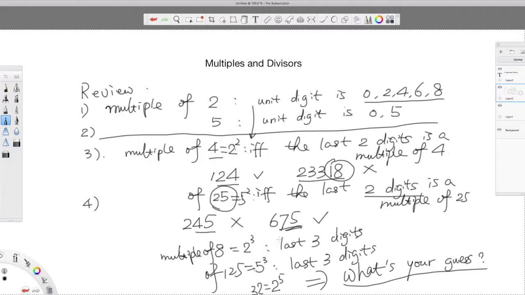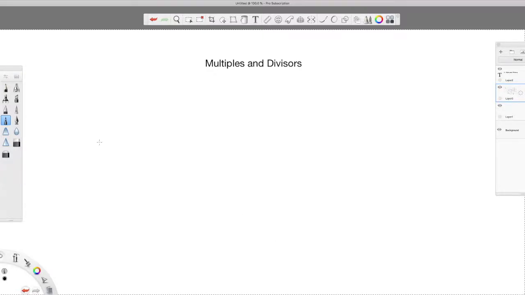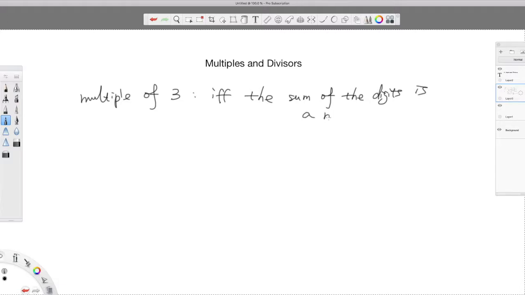All right, so these are the properties of making a number a multiple of 2, 5, 2 squared, 5 squared. Let's look at another group. What makes a number a multiple of 3? Remember the first problem, 972. A number is a multiple of 3 if and only if the sum of the digits is a multiple of 3.